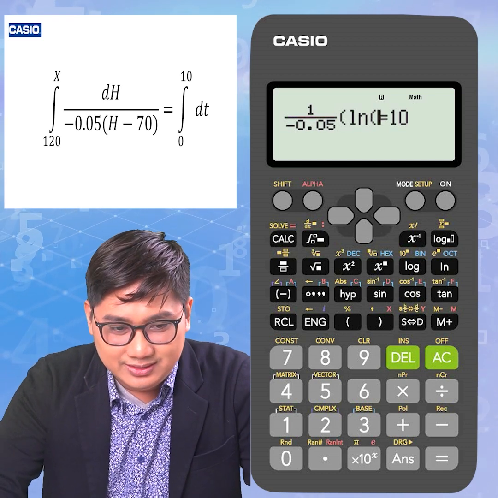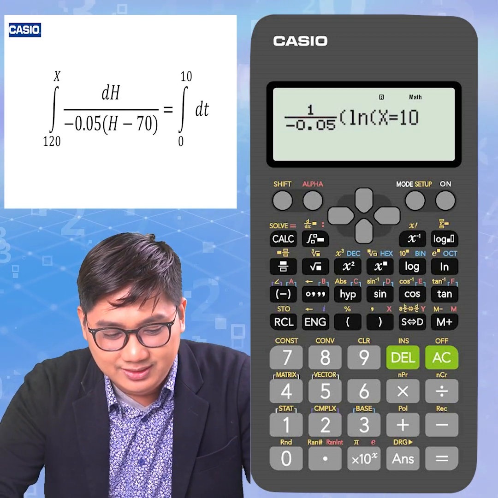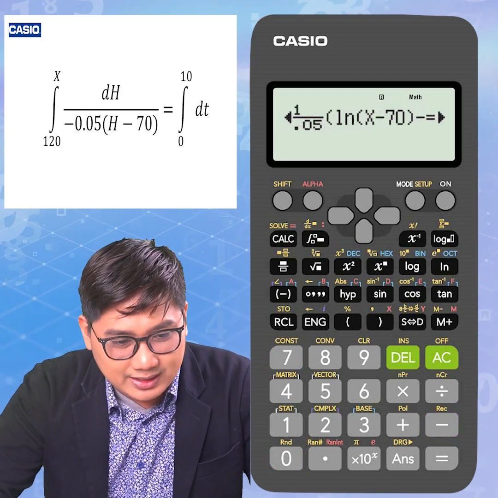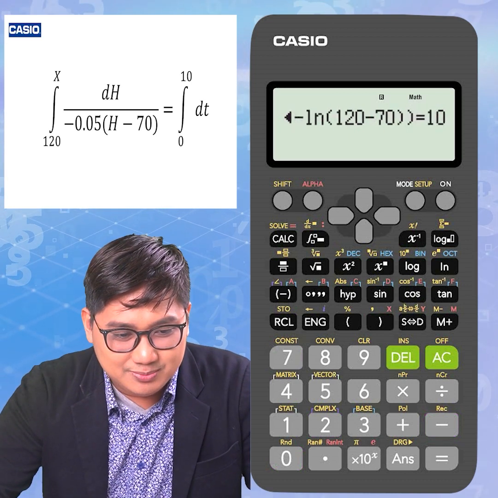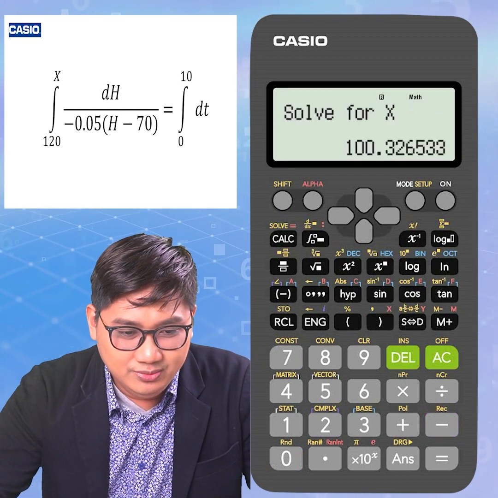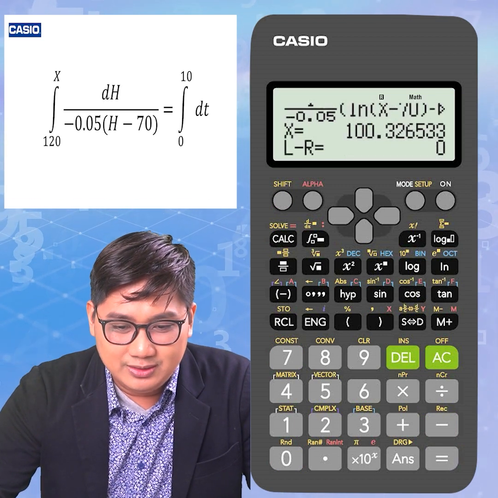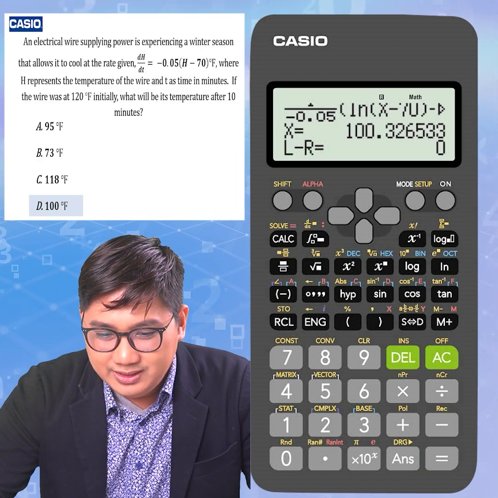So to evaluate this, that is ln of variable x, so let's have variable x here, minus 70 for the first or the upper limit, minus the natural logarithm ln of 120 minus 70. So once everything is ready, let's press shift, then solve. Solve for the value of x. This will give us the correct answer. So the temperature is 100 degrees, which is the option here on the next slide.